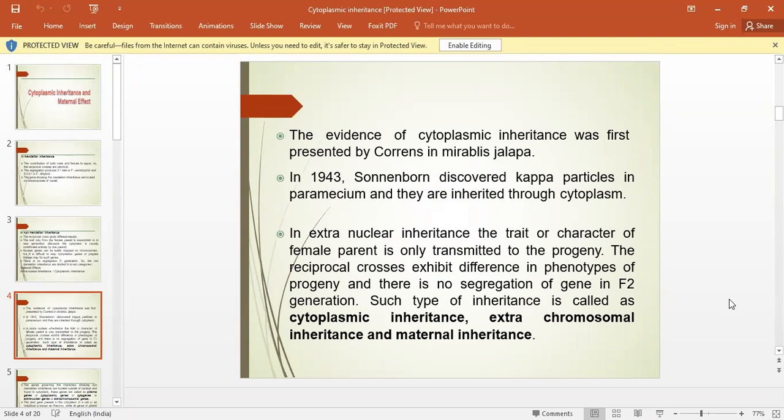Okay. So what is this Mirabilis? The word Mirabilis, in the Latin language, means wonderful, or beautiful. And what is jalapa? Jalapa is actually the name of a particular state in Mexico. So this plant is basically found in that Jalapa state in Mexico. That's why the name is given as Mirabilis jalapa.